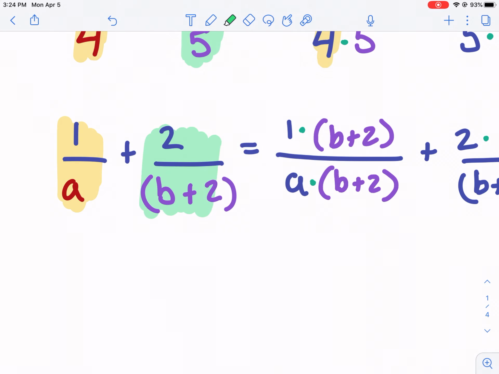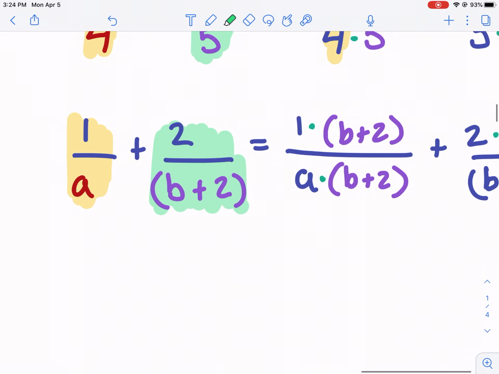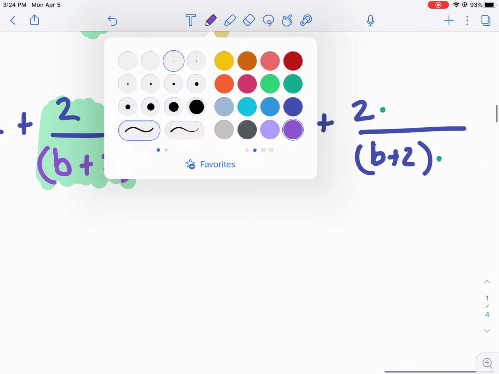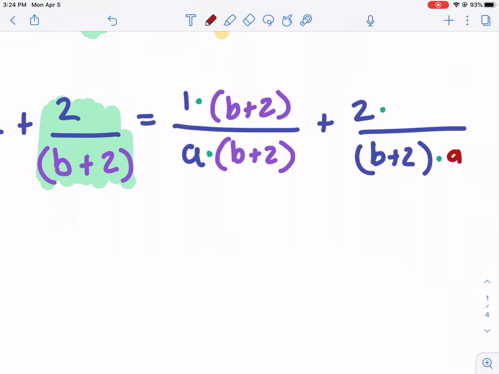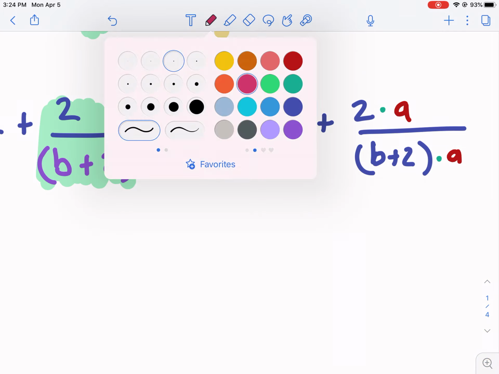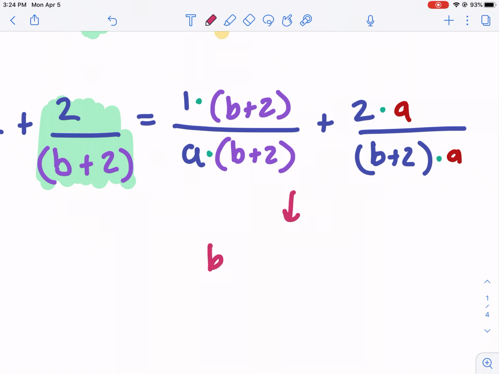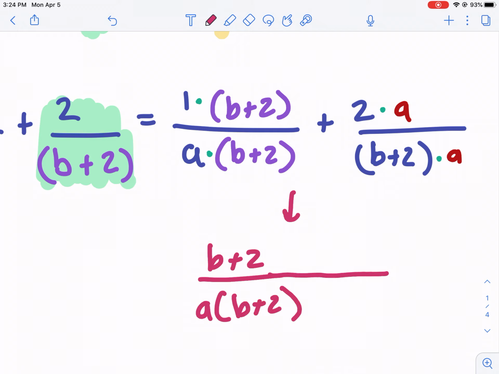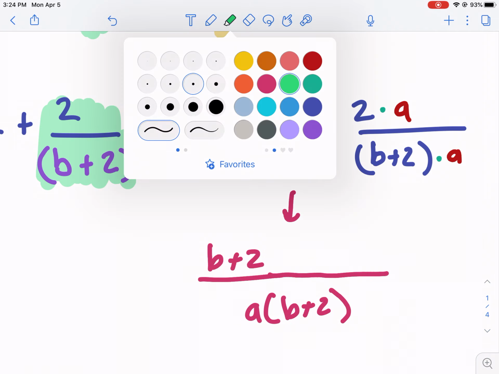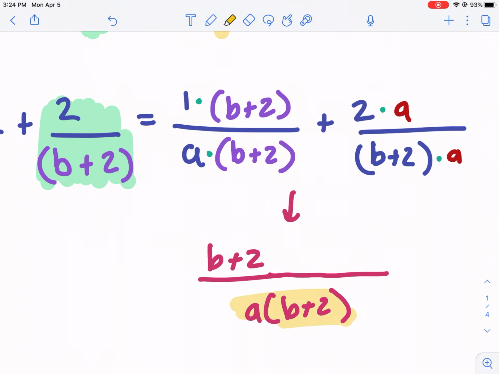We had 2 over b plus 2. We want to multiply the bases together, so b plus 2 times a. We're missing that a, so we have to multiply the base by a, but what we do to the bottom, we also have to do to the top. And that's how we find a common denominator. So let's go ahead and simplify this one step further. Here, we would have b plus 2 in the top on the left side over a times b plus 2. That's our common denominator. And then we have here plus 2a.